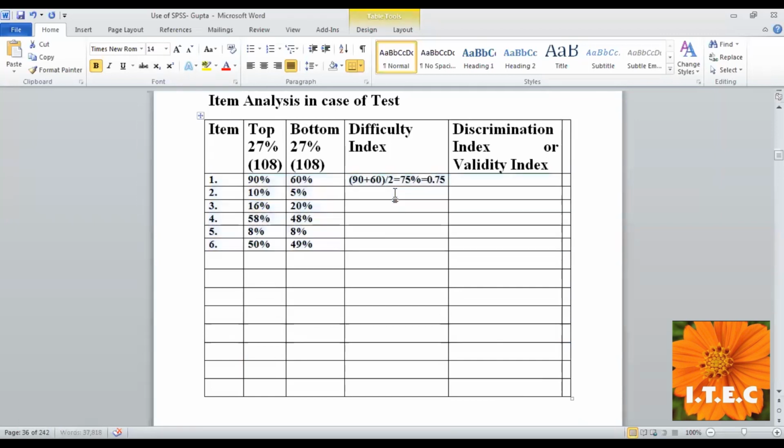I hope you are able to see. Now 10 plus 5 is 15, and this is to be divided by 2, and this will be 7.5%. So this will be 0.075. Now this is 32, 36. 36 divided by 2 will be equal to 18%, or you can say 0.18.